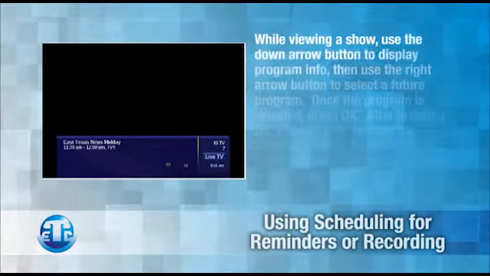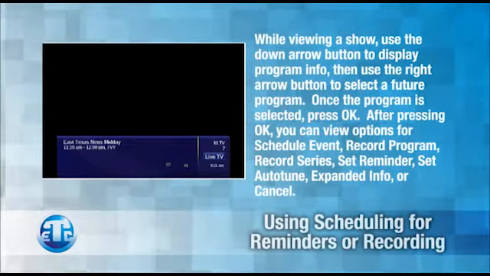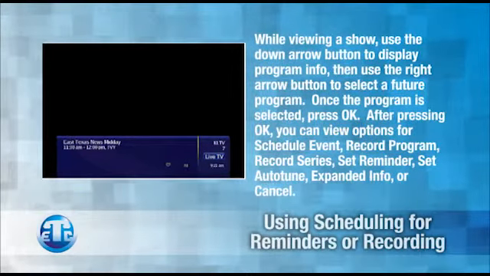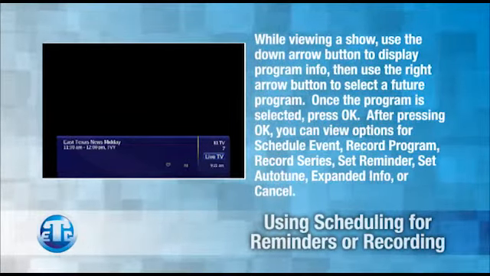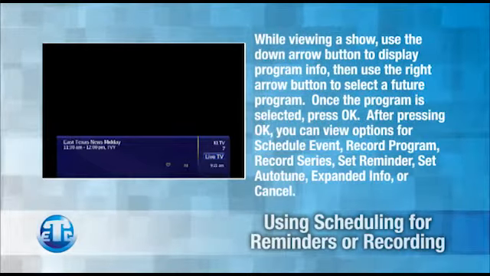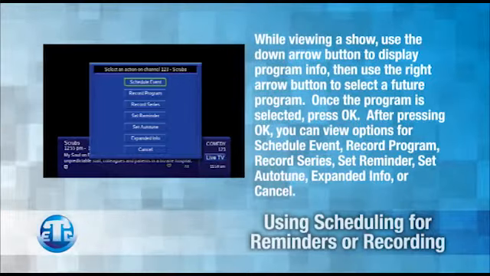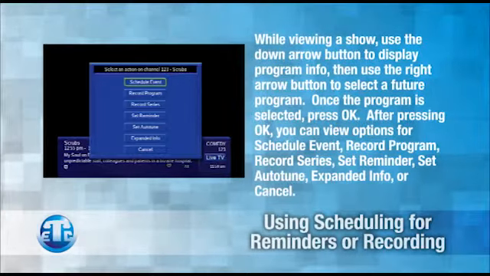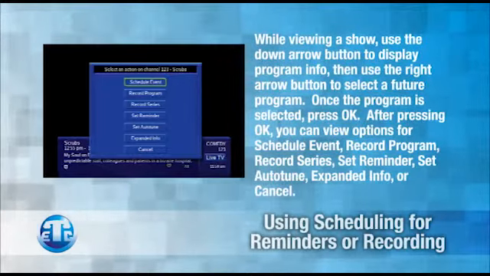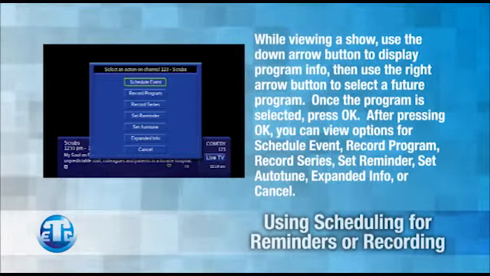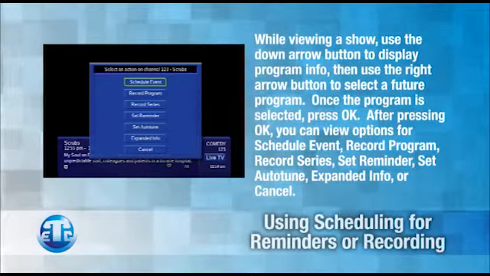While viewing a show, use the down arrow button to display program info, then use the right arrow button to select a future program. Once the program is selected, press OK. After pressing OK, you can view options for Schedule Event, Record Program, Record Series, Set Reminder, Set Auto Tune, Expanded Info, or Cancel.